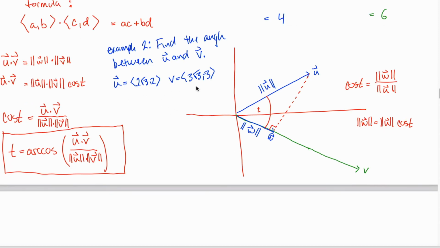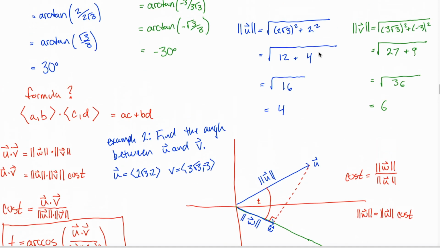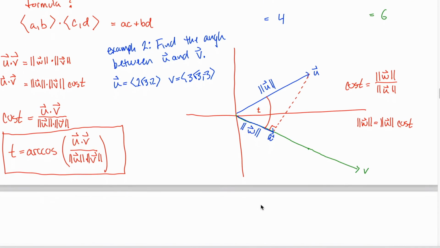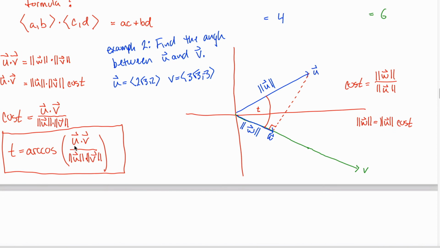If we want to find the angle between these vectors 2 root 3, 2 and 3 root 3, negative 3, which we already know is 60 degrees from the work we did earlier, but if we wanted to find it without doing that work, we could just use this formula. First, we'd want to know the dot product of u and v, which is just the sum of the products of their first components, 2 root 3 times 3 root 3, which is 6 times 3 or 18, and the product of their second components, 2 times negative 3, which is negative 6. 18 plus negative 6 is just 12.